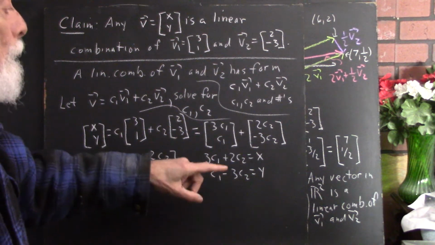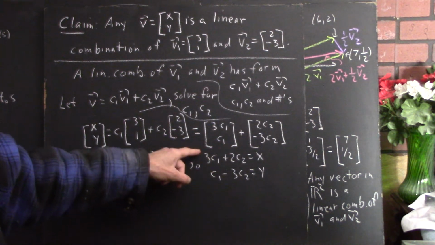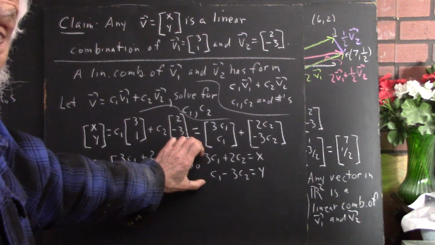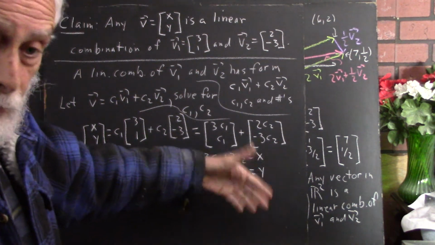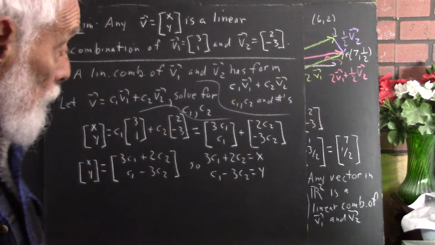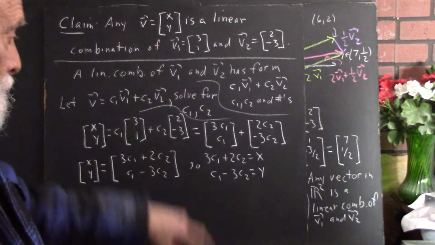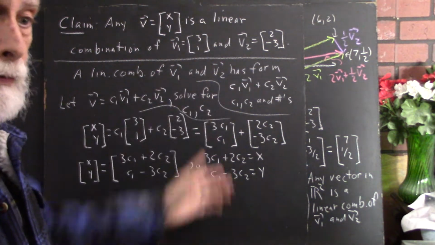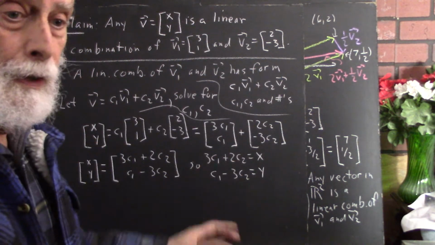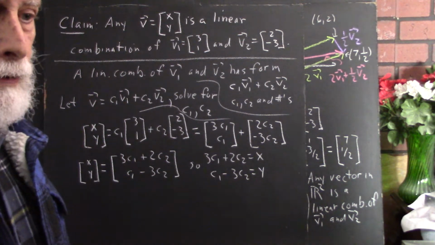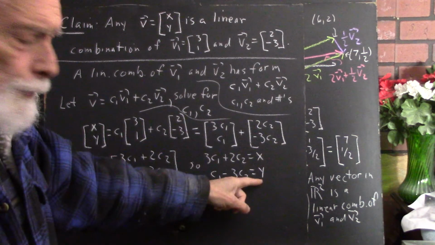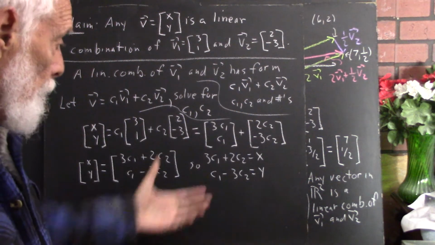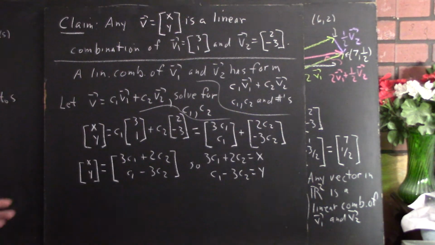We could add negative 3 times the second equation to the first and eliminate C1. Of course, over here we'd have a negative 3y added to x, so we'd have x minus 3y, and we'd have 11C2 equals x minus 3y. We could write that out. Okay, it's easily done. And if we have numbers for x and y, then we can find the numbers. Okay, we're not going to do that.